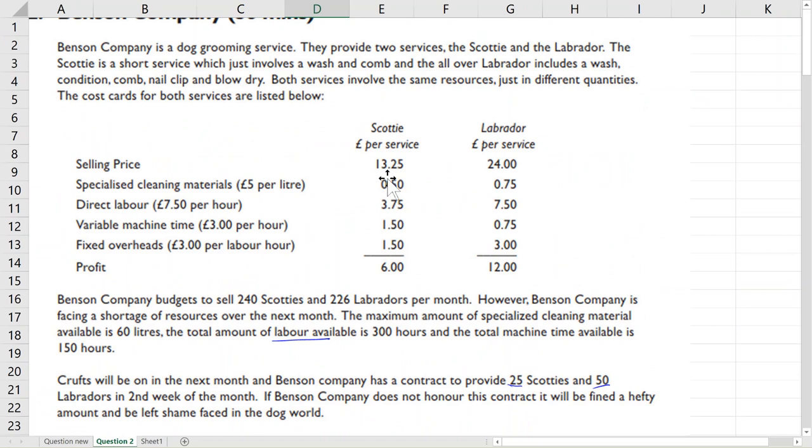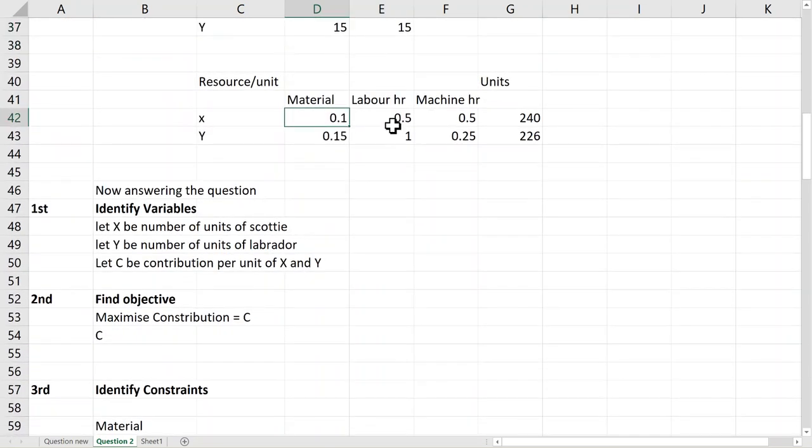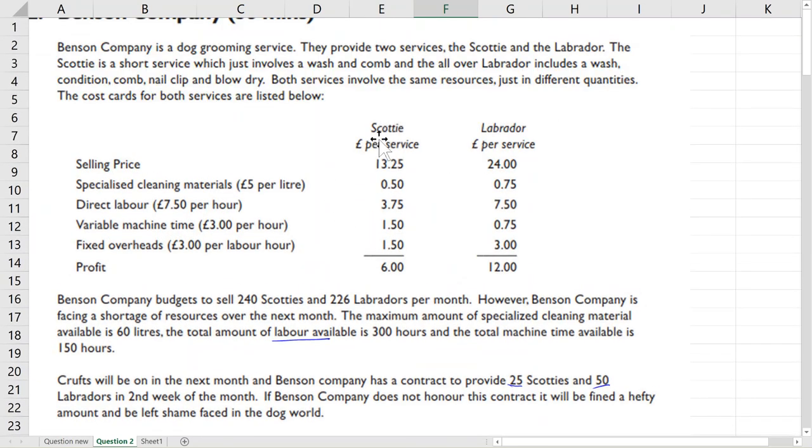And then the resource cost is given, but it is not told how much resource is used. So what I've done is taken the cost and divided by the cost per liter or per hour, and it gives me the usage per unit. I've already done that here. You already know this from the limiting factor analysis that we previously did, so it shouldn't be any problem. Okay, so first thing, we identify variables. Remember, in this question X and Y were not given, so we need to call one product X and the other product Y.